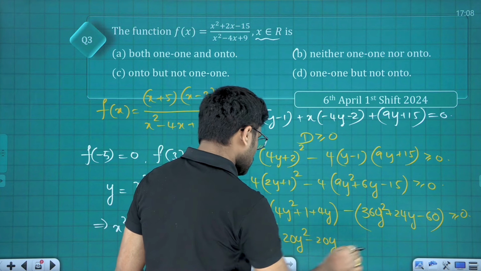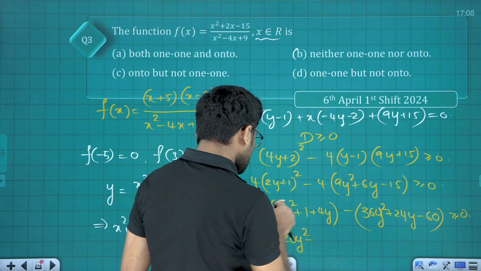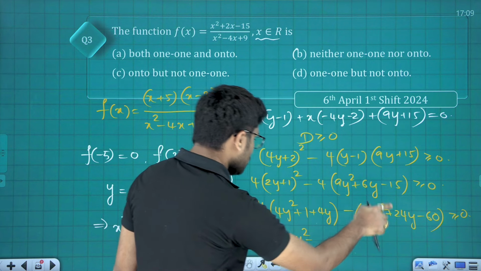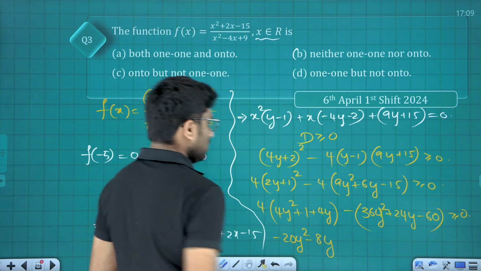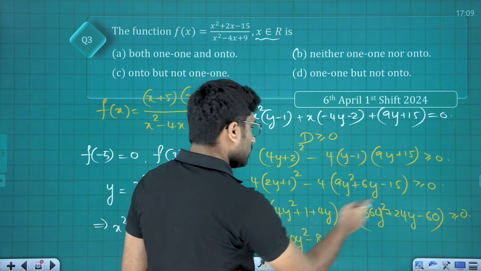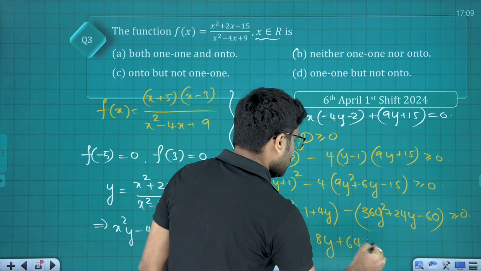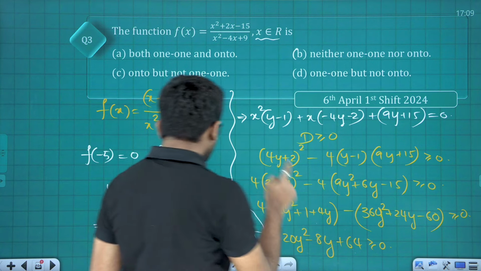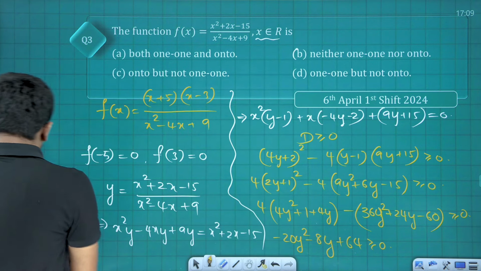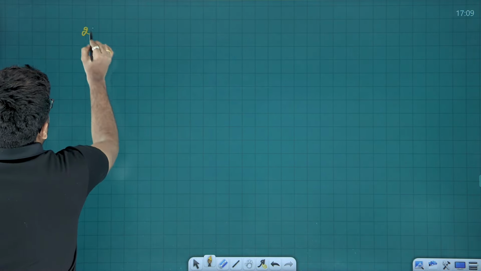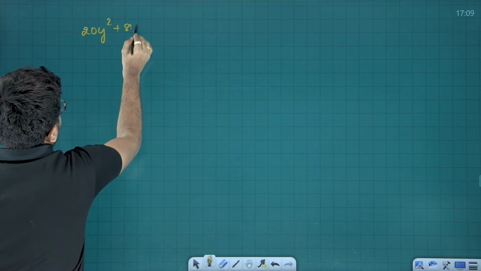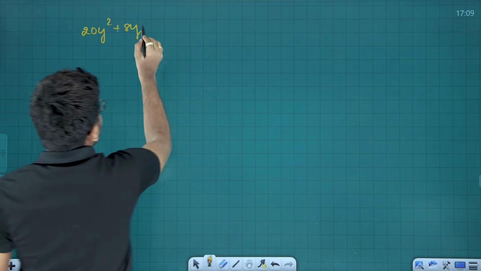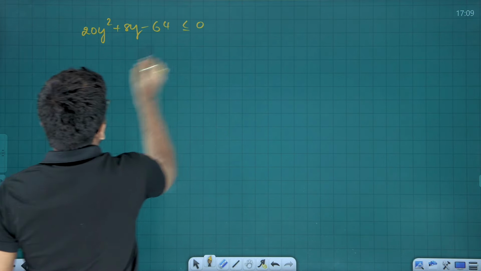Sorry, this is not y, no. 4 4s are 16, 16y minus 24y which is minus 8y. Next 4 1s are 4, 4 plus 60 which is 64, greater than or equal to 0. Now when we multiply both sides with negative, what do we get? Plus 20y square plus 8y, 20y square plus 8y minus 64 less than or equal to 0.